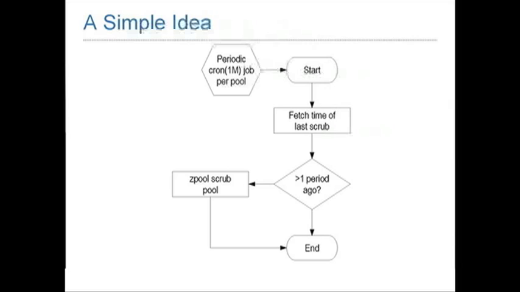So this is the idea. You run a periodic cron job, say, once a month. When the cron job starts, it fetches the time of the last scrub. It checks whether the pool has been scrubbed longer ago than one period, and one period might be 1 month or 1 week or whatever. If the time of that last scrub was old enough, it will just start a scrub, and then the script will exit.